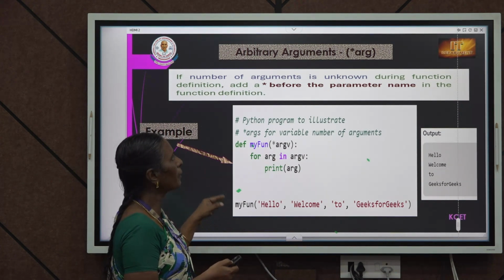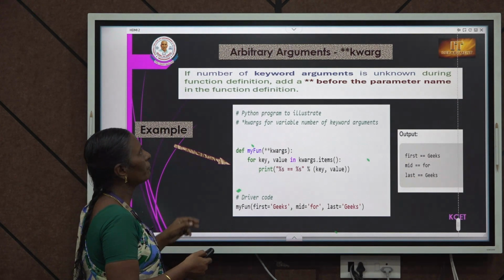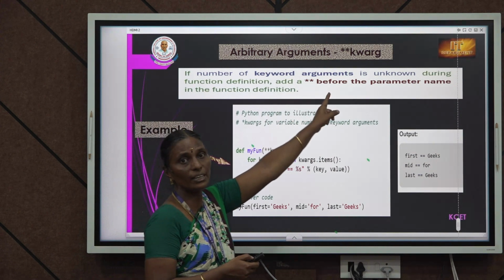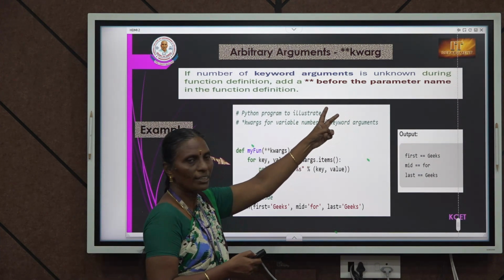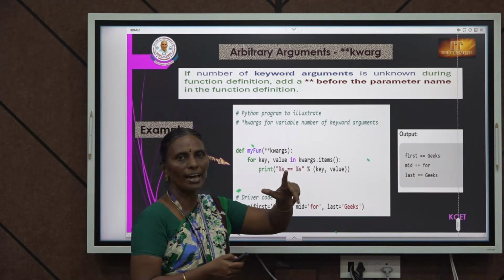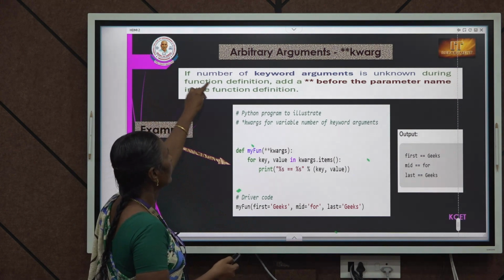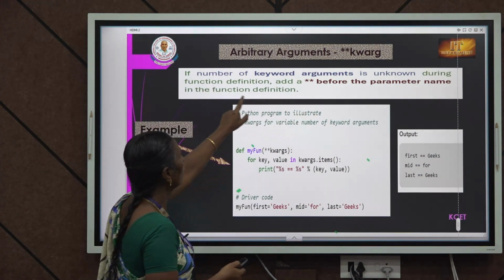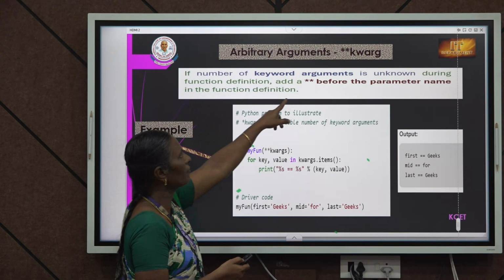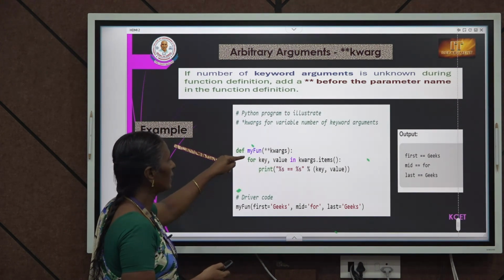So, this is one subtype of arbitrary argument, and in the second subtype we have the double asterisk keyword argument, in which the significance in the Python programming language is keyword equal to value. Such a thing can be passed as argument. So, if the number of keyword arguments is unknown in the function definition, then we can go for using double asterisk before the parameter name. So, here we have an example for that.